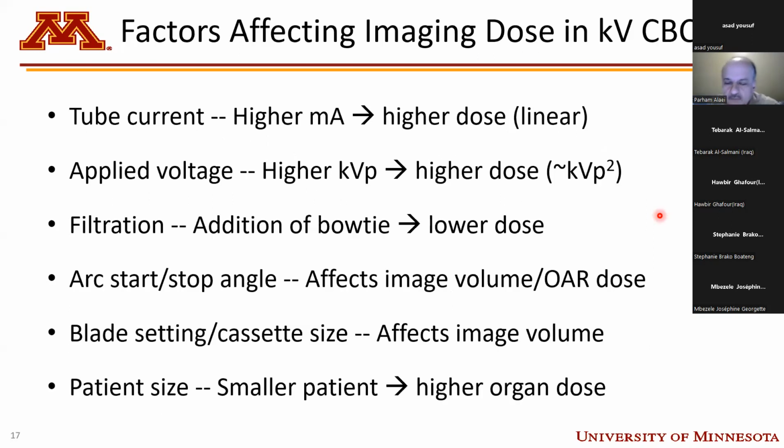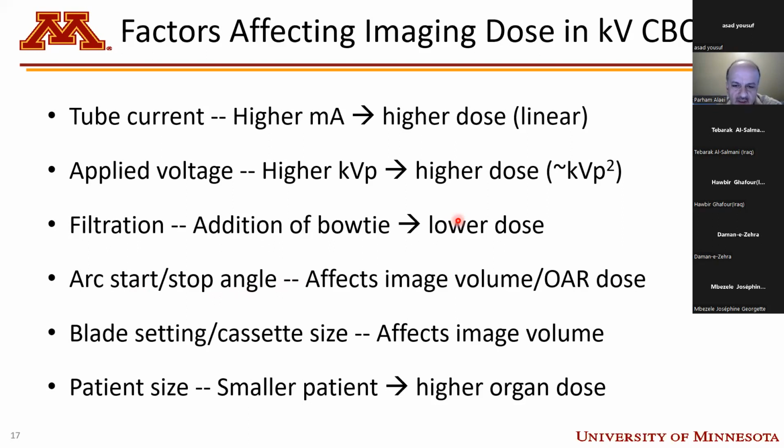Now, focusing on kilovoltage cone beam, the factors that affect this. The tube current: the higher the current you run through the tube, the higher the dose. That's obvious, a linear relationship. The higher the kilovoltage, the higher the dose, and the relationship is kVp squared. Most of the new systems have a bow tie filter, and the bow tie filter does usually bring down the dose. The arc start-stop angle, I have a slide on this.